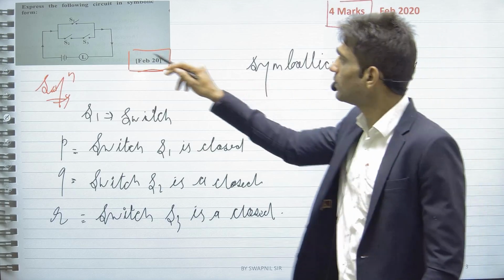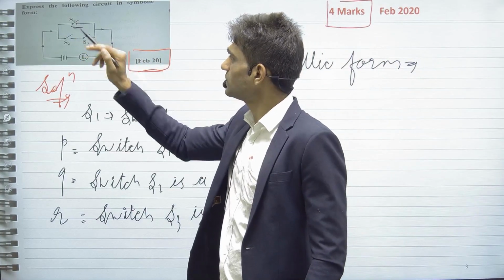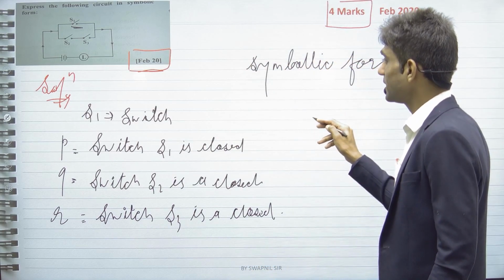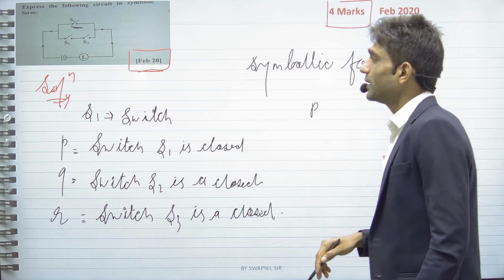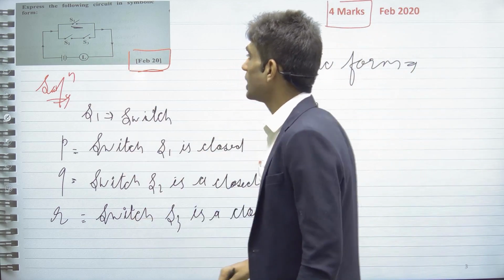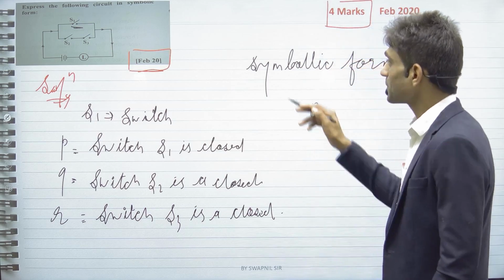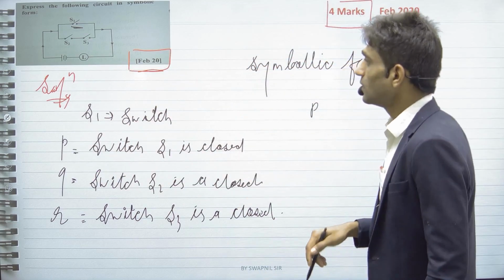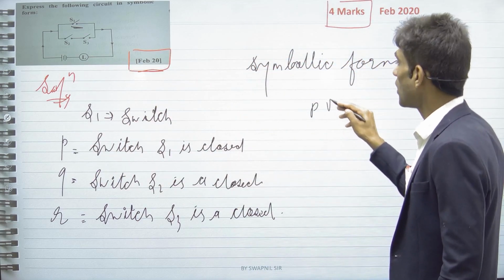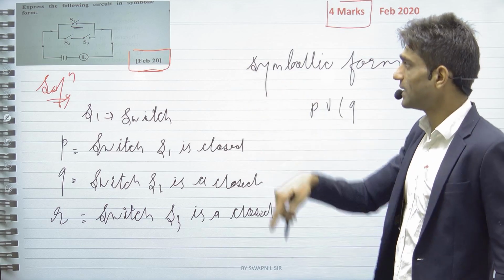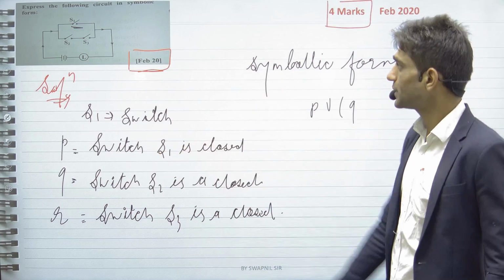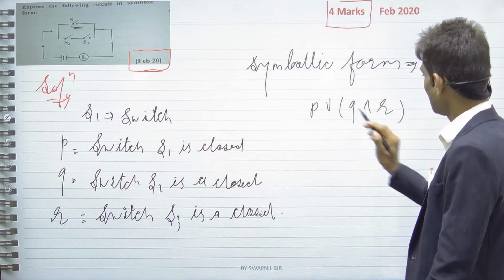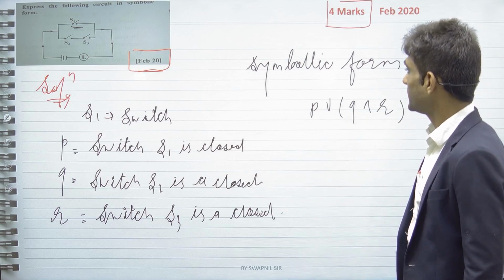Started from the beginning. S1 starts our switching circuit, so S1 represents P. S2 and S3 both have a conjunction between them, and between S1 and S2, S3 there is a disjunction. So P or Q, S2 is represented as Q, so I consider switch S2 closed as Q. After that, and switch S3 is R. So this is the complete switching symbolic form.